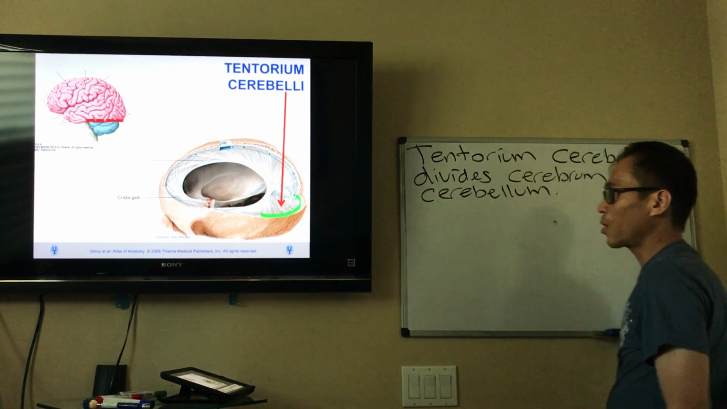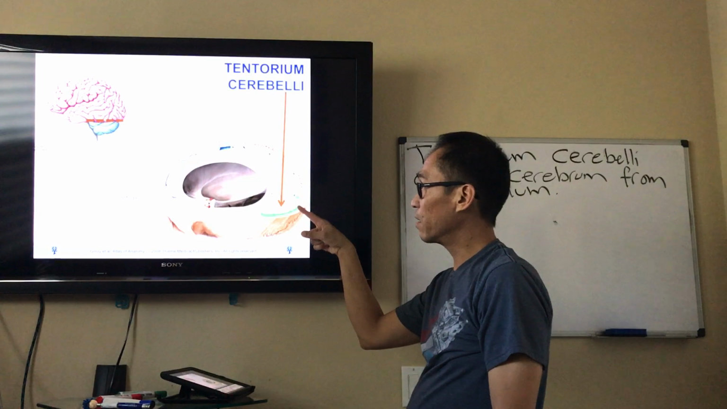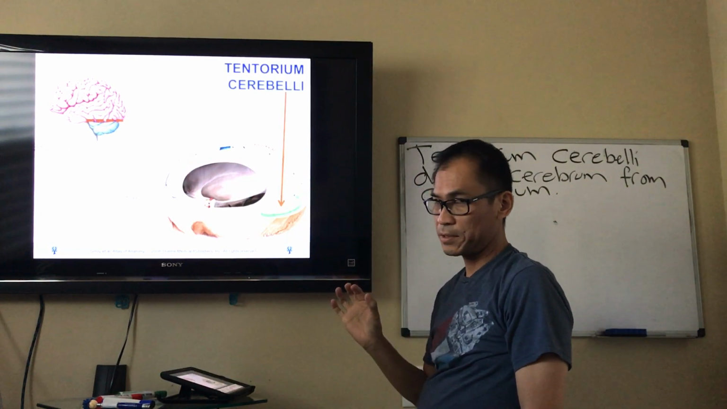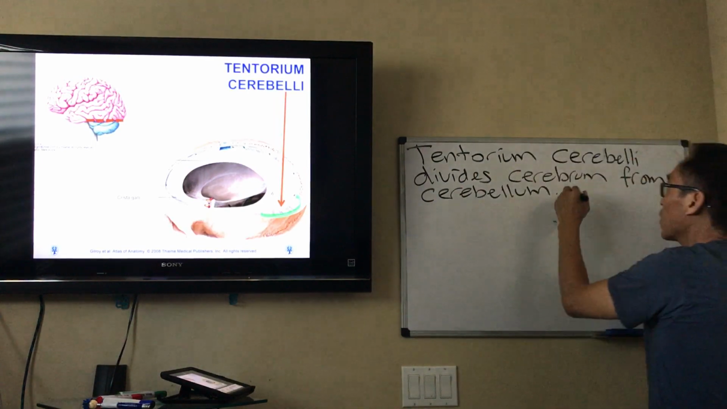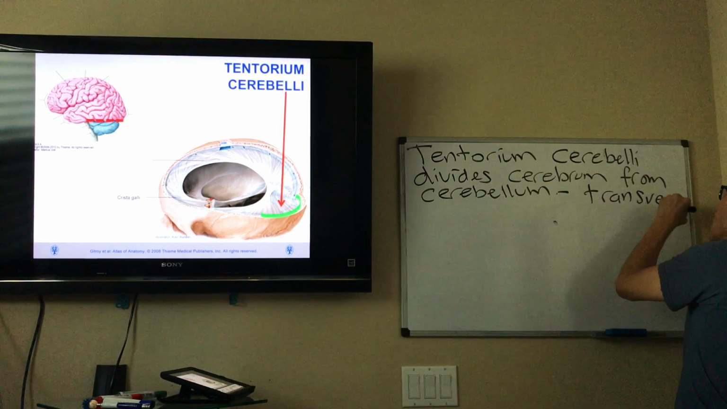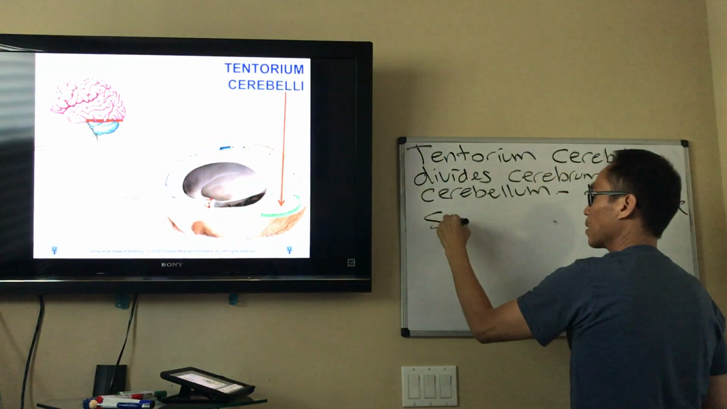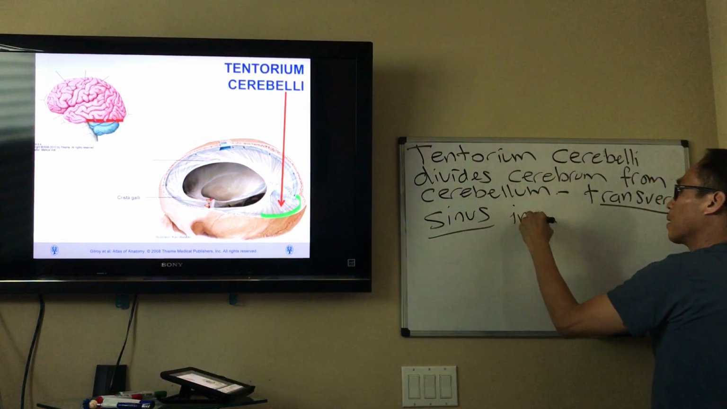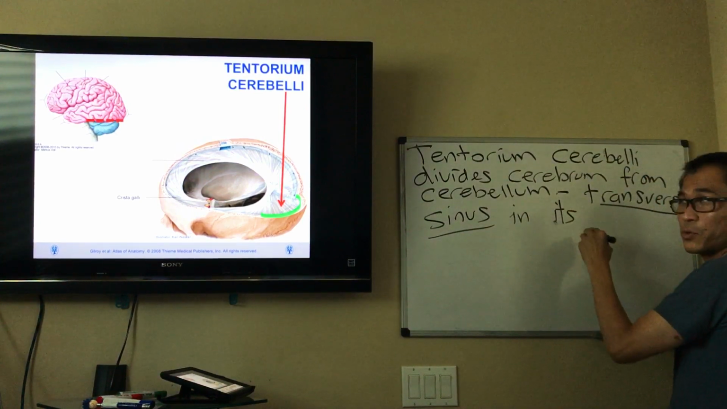Now where I have my green marking, the posterior edge of the tentorium, you have a sinus called the transverse sinus. Okay? So look for transverse sinus in its posterior edge.